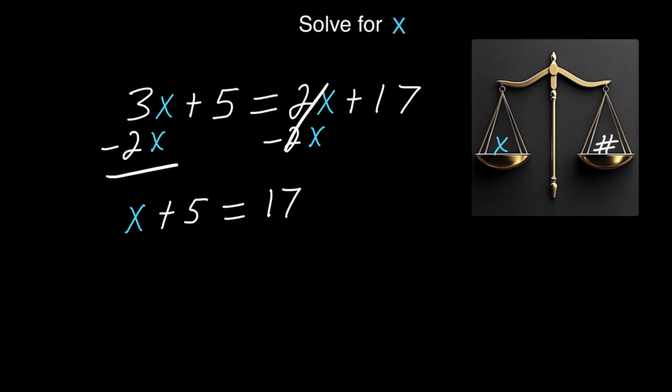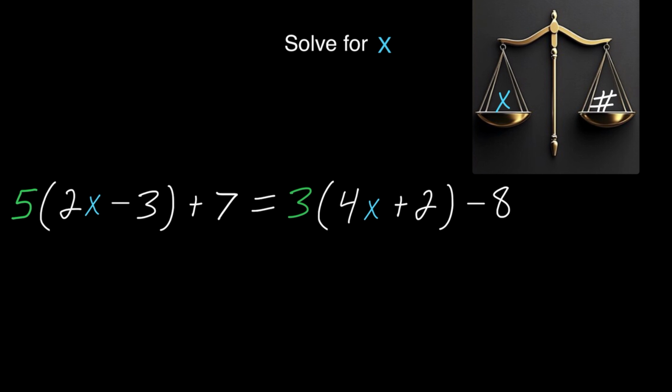Now we're trying to get all the numbers to the right-hand side, and here we have a number. So how do we get this 5 over here? Well, same concept as this. We'll subtract 5 from this side, and we'll subtract 5 from this side. 17 minus 5 equals 12, and it all simplifies to x equals 12. So just like that, we have solved for x. X equals 12. All right, let's do another example.